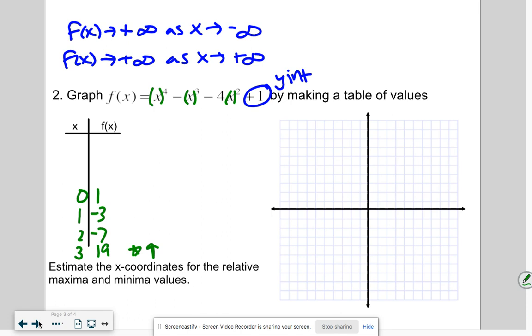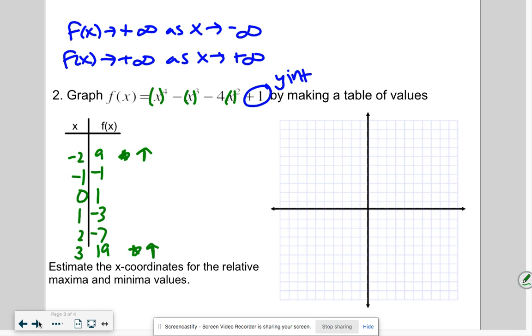On the other side, I put in negative 1. I get negative 1. That's going down. It's got to go up. I put in negative 2. I get 9. That's going to go up. So we can stop right there because it's headed up. So the function needs to go up. It needs to head towards positive infinity on both ends of x.